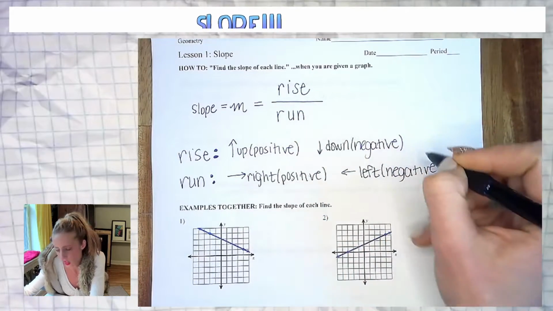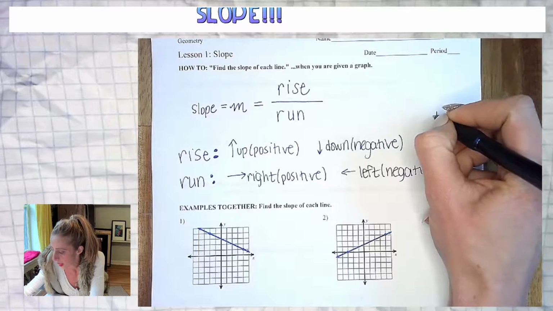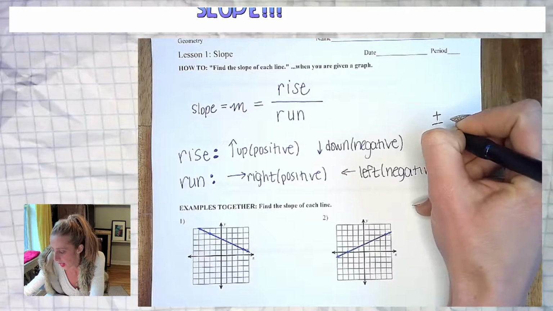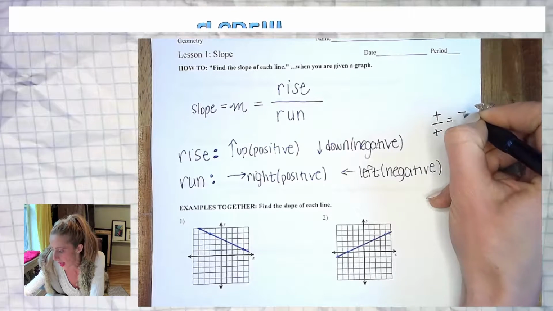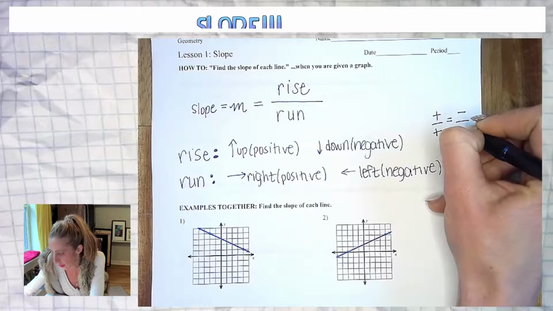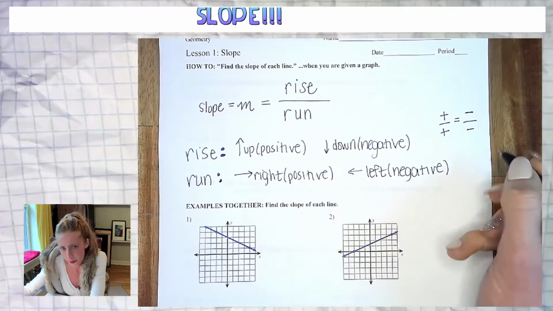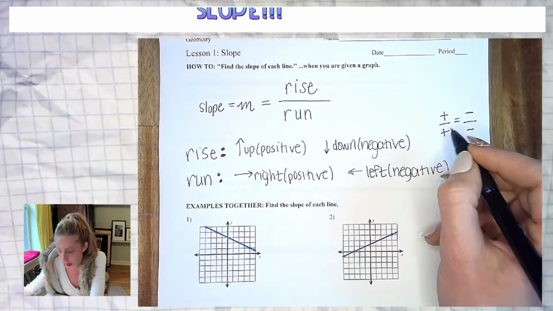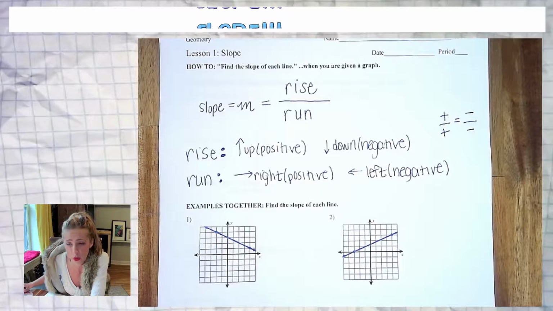Another thing that we can kind of make a little note of is positive over a positive is going to be the same slope as negative over a negative. I know this is like a weird little notation I'm writing over here, but if we see some examples in a few minutes, like +2 over +5, it's the same as -2 over -5.